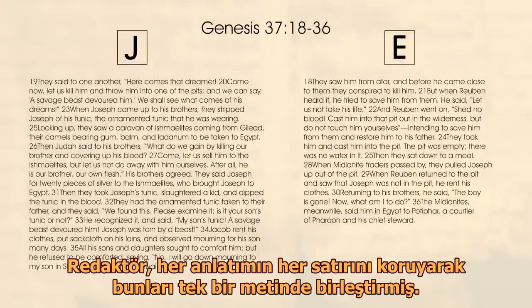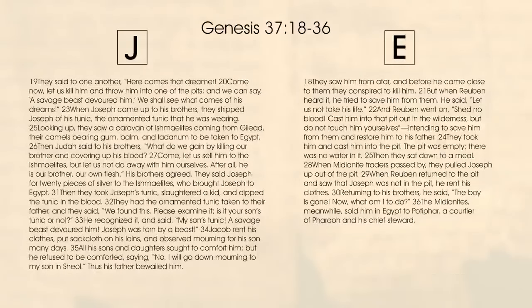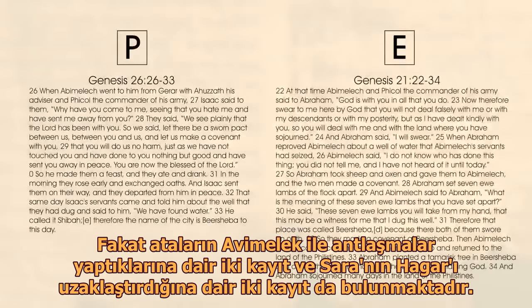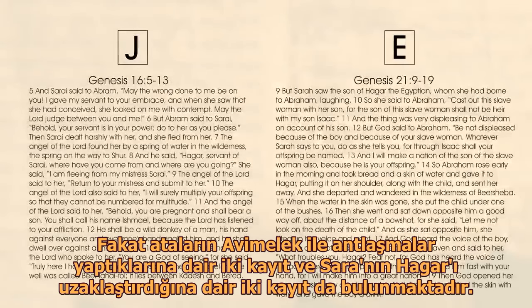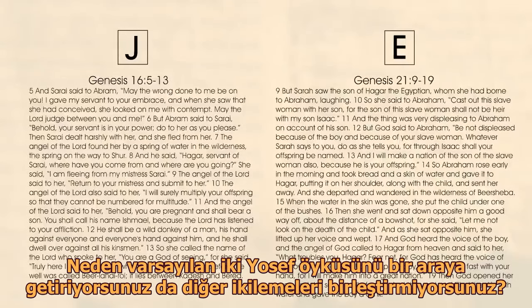The redactor is said to have combined them into one, preserving every line from each account. But there were also 2 accounts of the patriarchs making treaties with Abimelech, and 2 accounts of Sarah sending Hagar away. Why stitch together the hypothesized 2 Joseph accounts, but not with the other doublets?